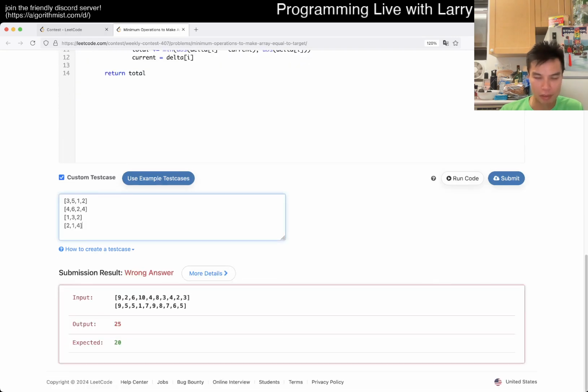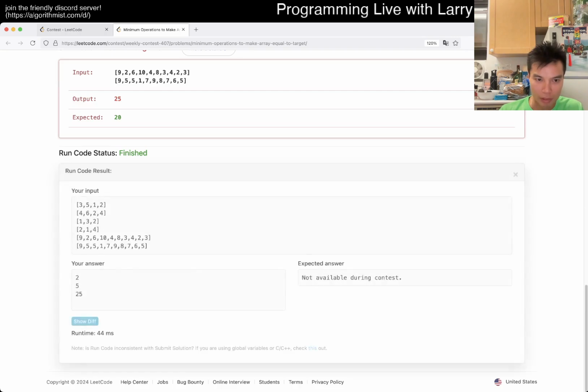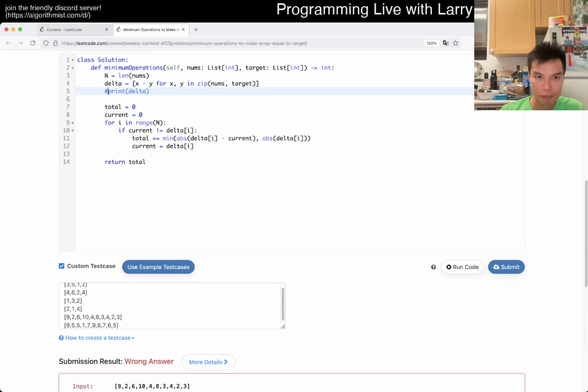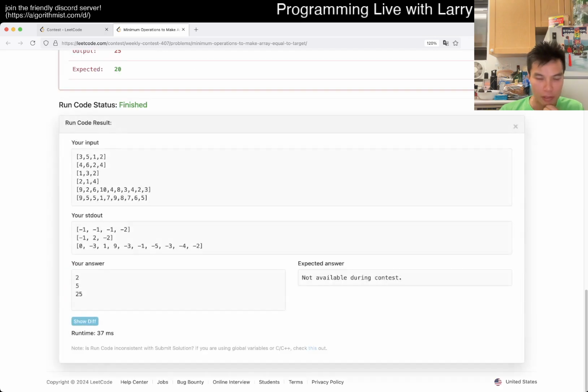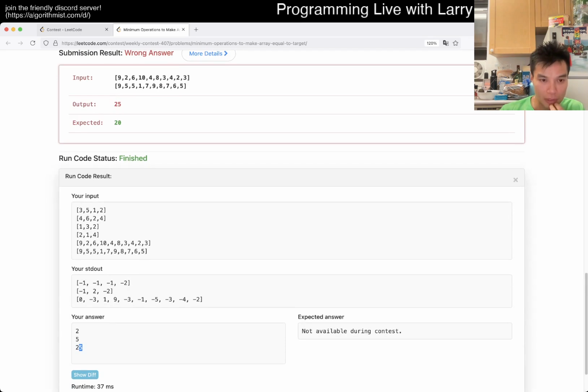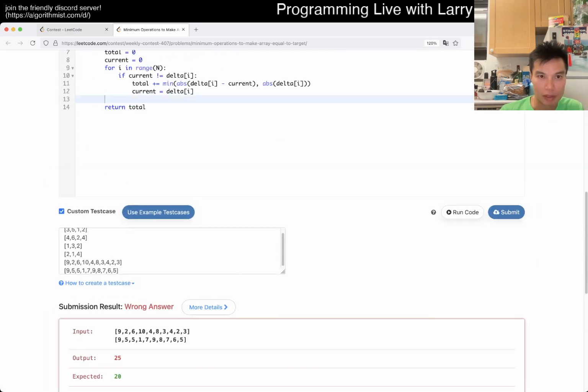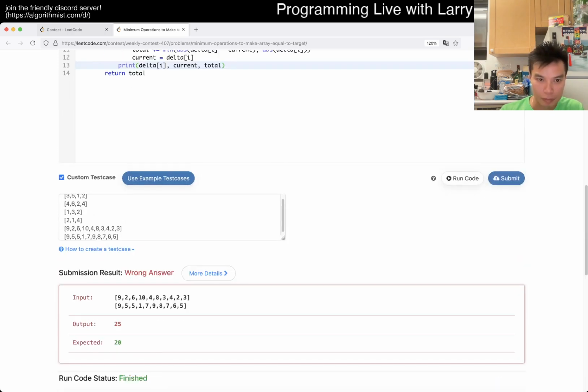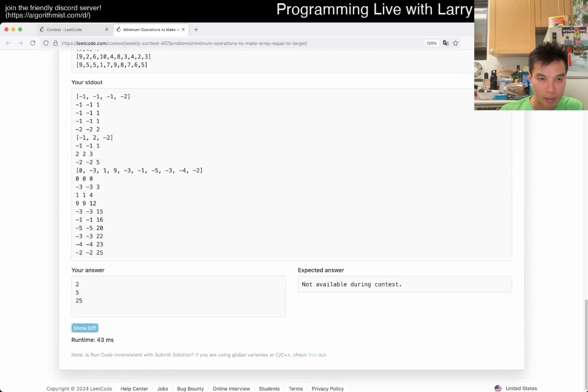Okay, there we go. Now we could actually have an idea about how to do this. I don't have any idea. People got it, but I don't know. 25, I put 20. Oh no, I put 25. Expected is 20. So okay, so it's 25 because if we don't do anything, we have 25. Okay, how do we do 20?